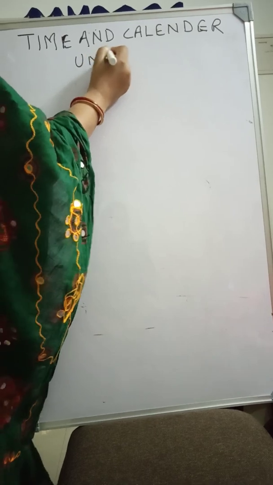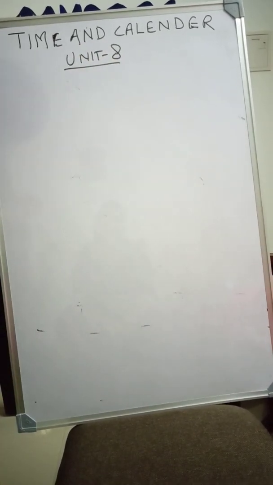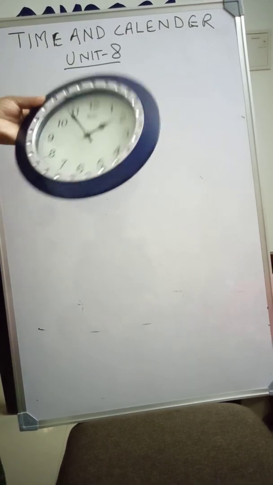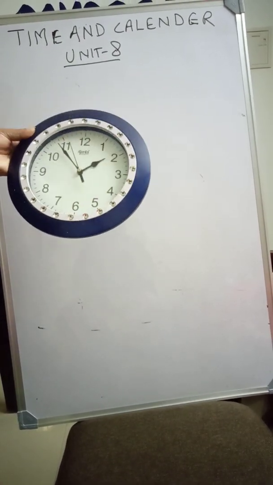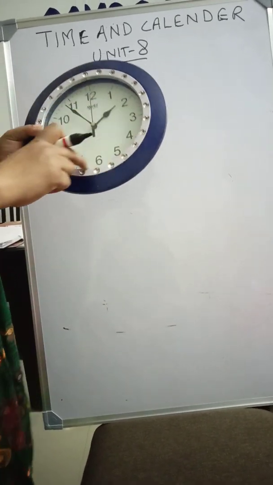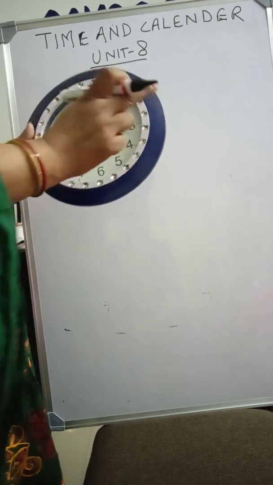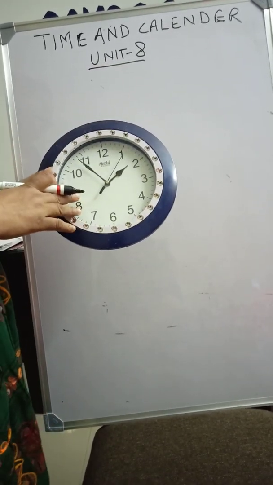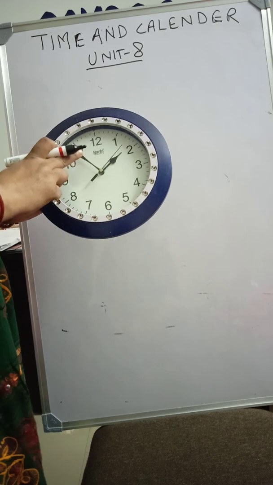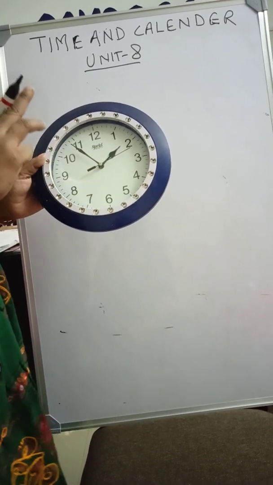So, children, let us recapitulate time and calendar. Have you seen this? What is this? A watch. Look carefully. This is the dial of the watch and it is circular. The face of the watch is circular. How many hands does this watch have? 1, 2 and 3. It has 3 hands.